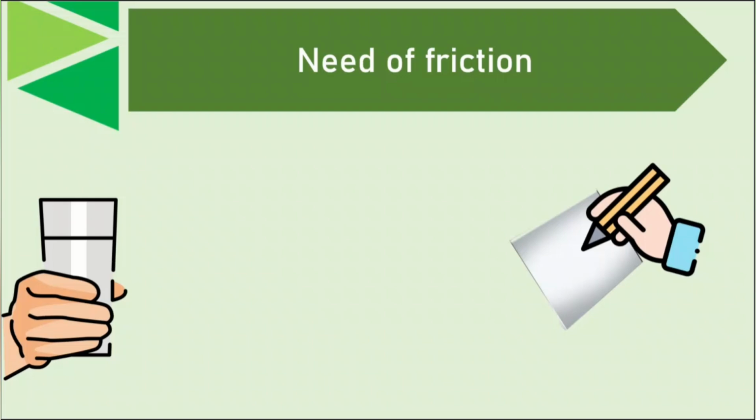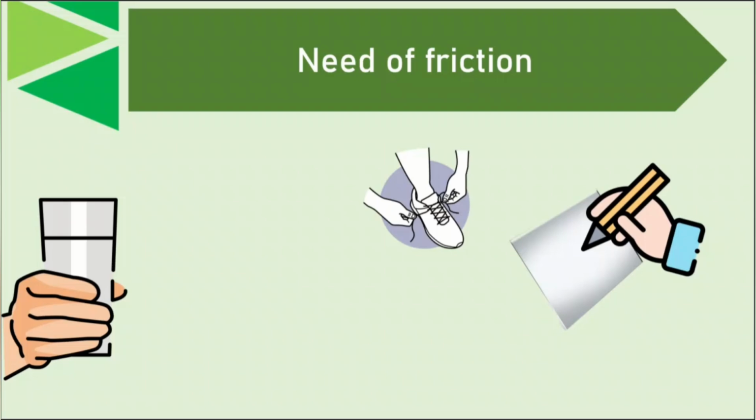It's also very important for writing. You must have noticed that if you try to write on a glass window or a glass pane, you cannot do that, right? Because the glass pane offers very less friction. And this very less friction makes it almost impossible to write. On the other hand, if you write on a more coarse surface, like a paper, you can easily write. So friction is also important for writing.